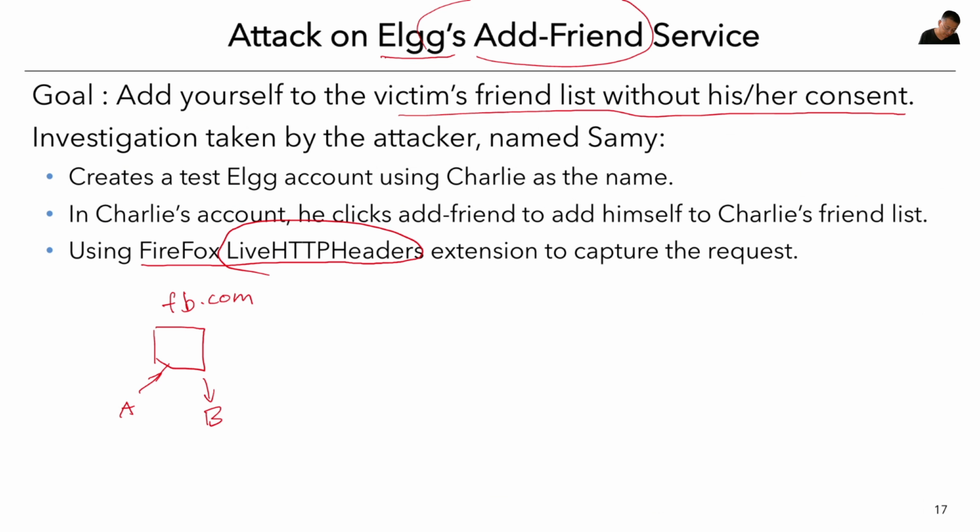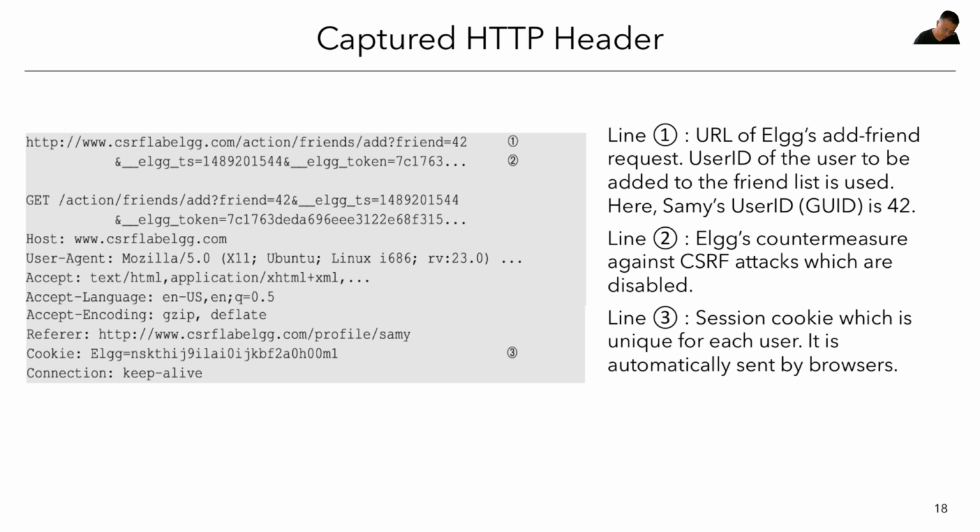Here it is very similar. We can create a test account under your control. In this account, you can add somebody to his friend list. Then you can use the Firefox HTTP header extension to capture the request. By looking at the captured request, you know how to combine this information to create a request. So here is the captured HTTP header.